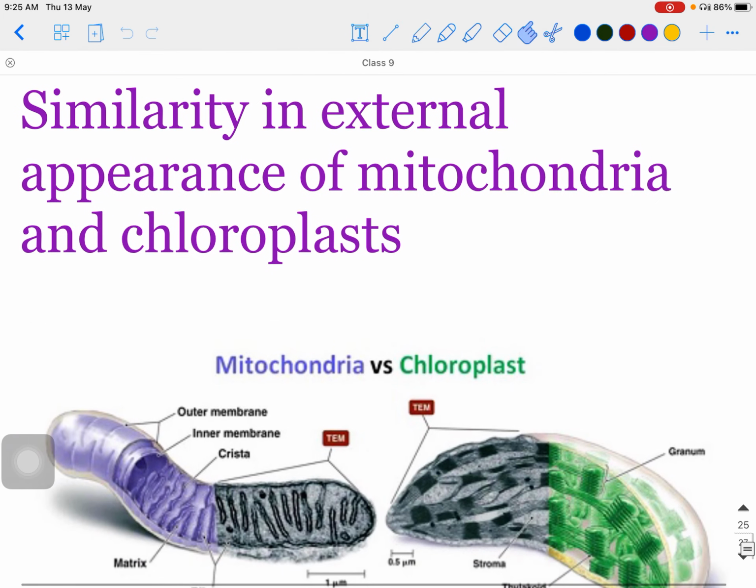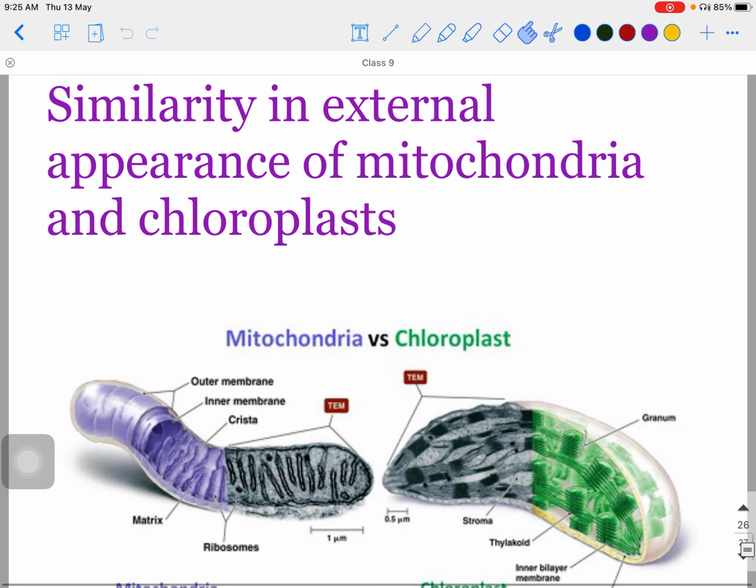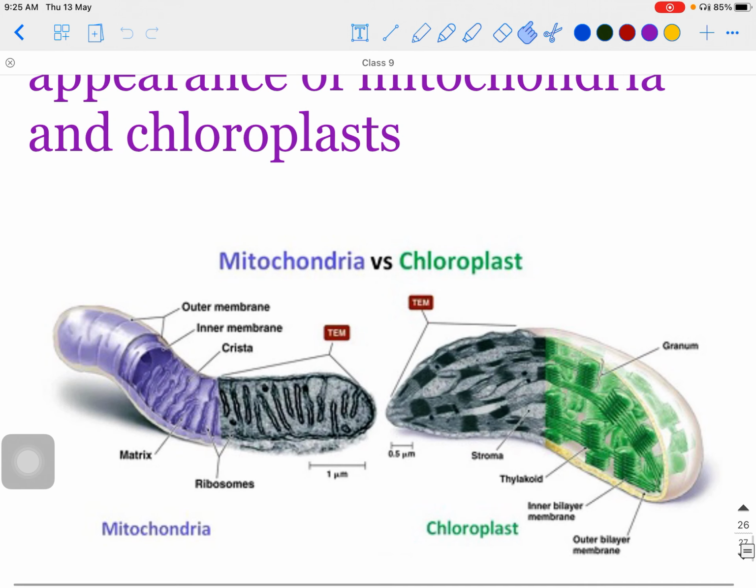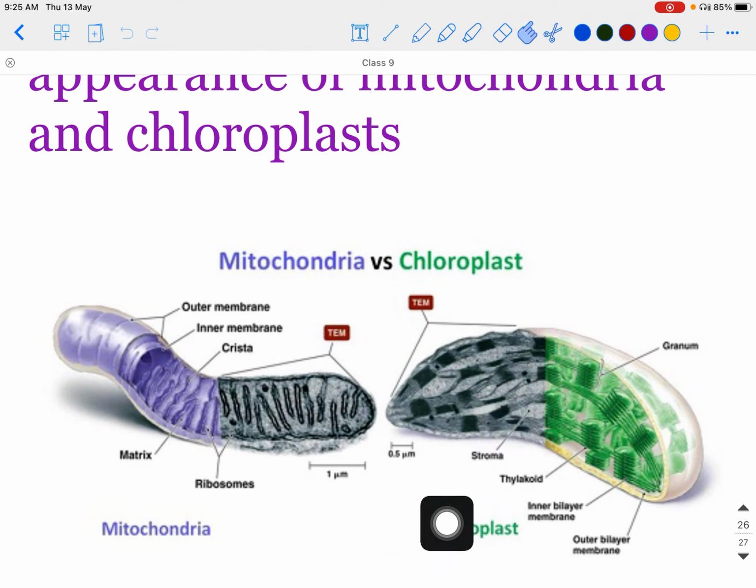Now, similarity in external appearance of mitochondria and chloroplast. Here you can see that externally, if you don't look at the internal structure, because internally they are different, you can see the folds of the internal membrane, cristae, and here you can see stacks of membrane layers. Each disc is called thylakoid and each stack is called granum. Many stacks together are also called grana. So the internal structure is not the same.